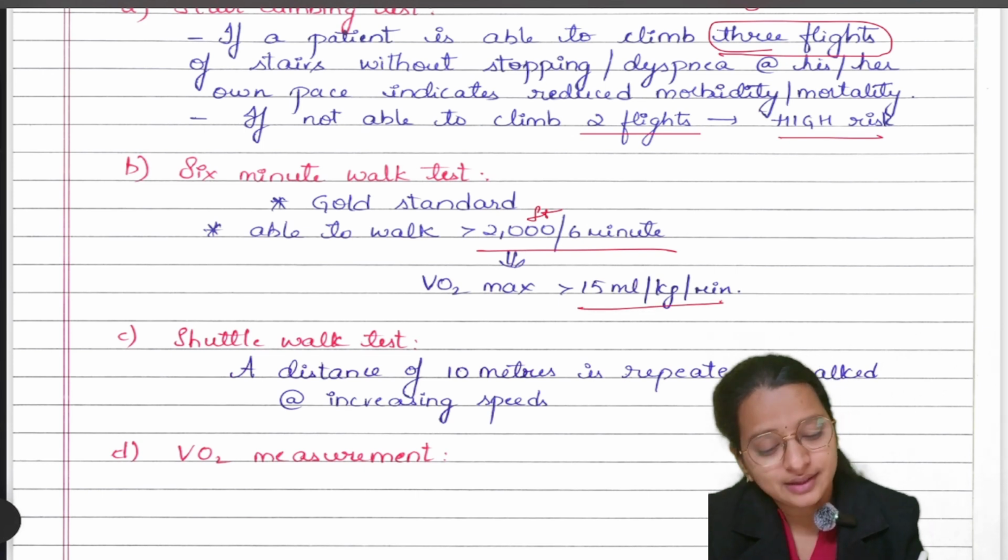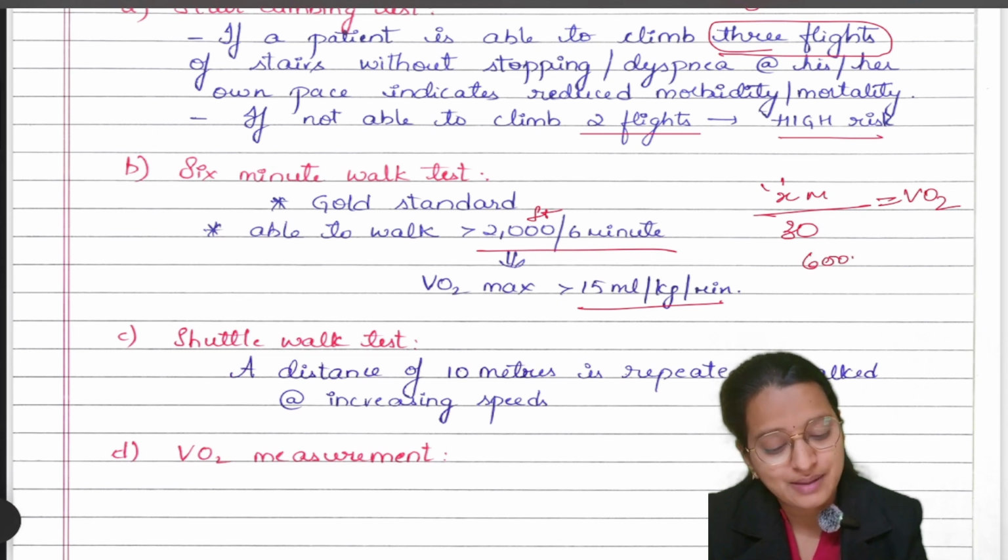There is another method. We will calculate the distance walked in meters. Suppose it is x meters, and we will divide it by 30. This will give his VO2. That means if he has walked 600 meters in 6 minutes, his VO2 will be 20.